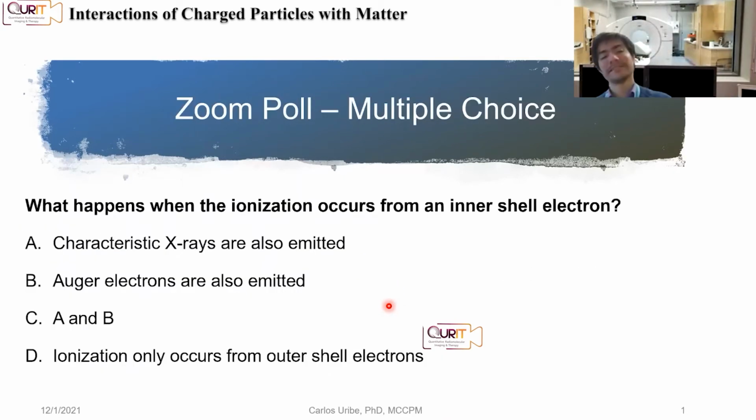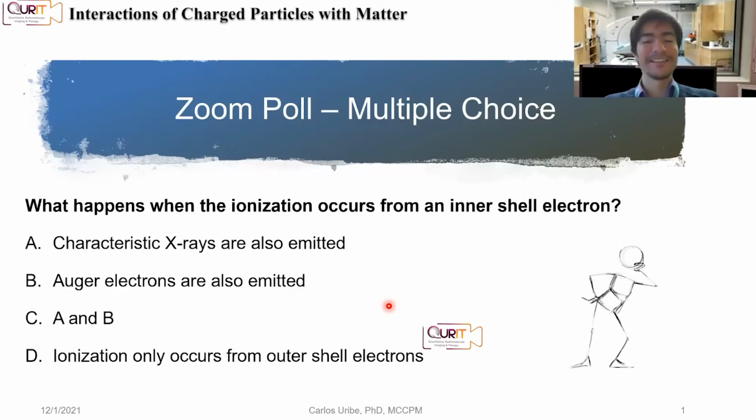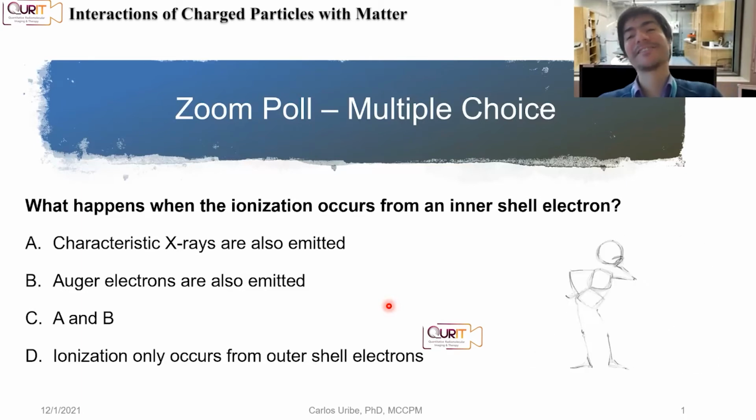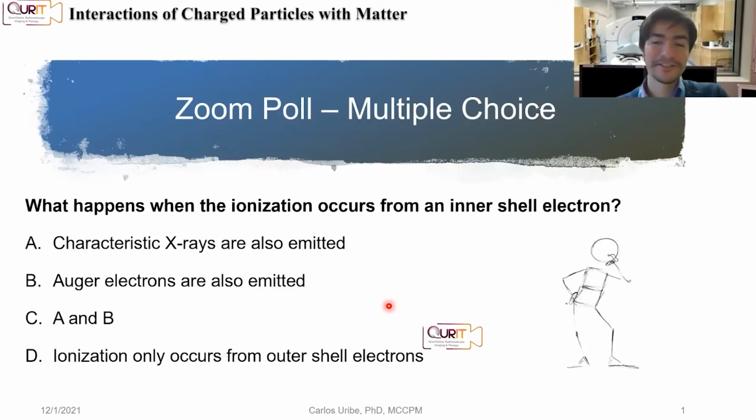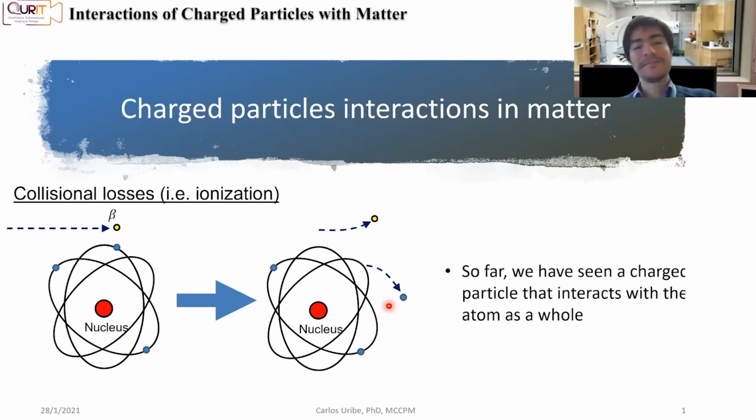Okay, but in reality, yes, this ionization will typically mostly occur on outer shell electrons. It doesn't mean that there's not also a probability that it happens for inner shell electrons, but there's a much higher chance that it happens for electrons in the outer shells. So far, everything I've talked about is looking at that charged particle interacting with the atom as a whole, so it's outside of the atom, and we're able to release particles.